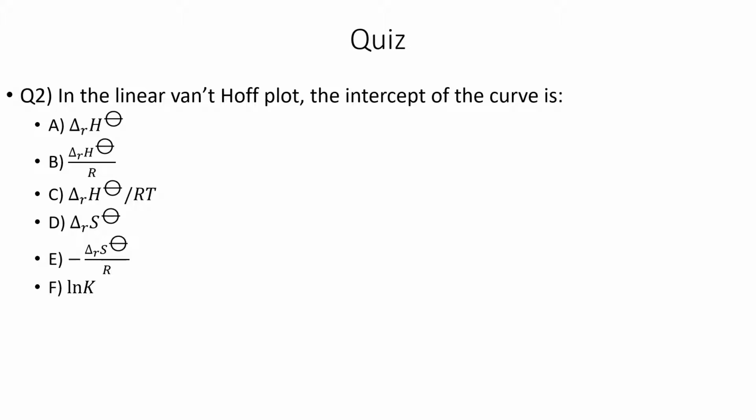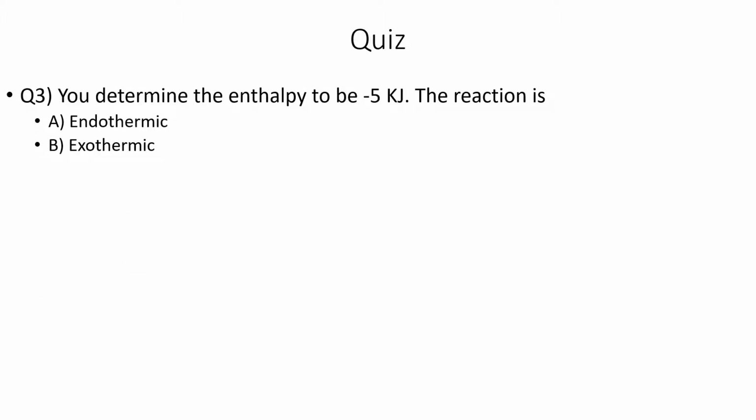Question number 2. In the linear Van Hoff plot, the intercept of the curve is, you have to again choose which symbol is the intercept. And question 3. You determine the enthalpy to be minus 5 kilojoules. The reaction is A, endothermic, or B, exothermic.